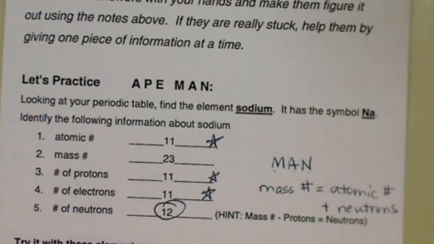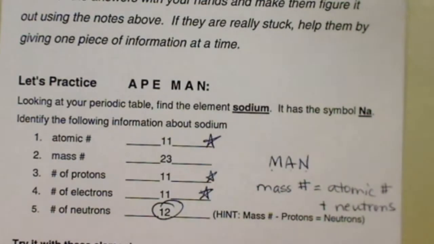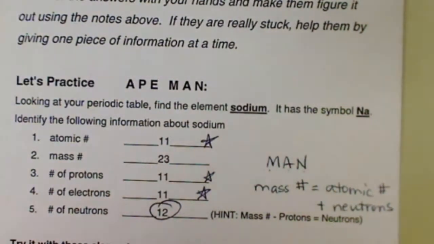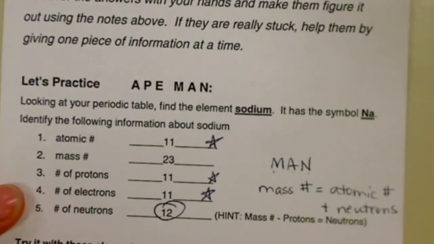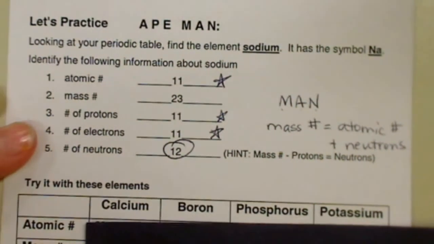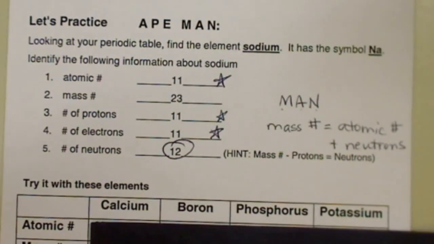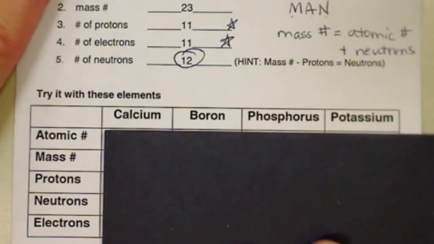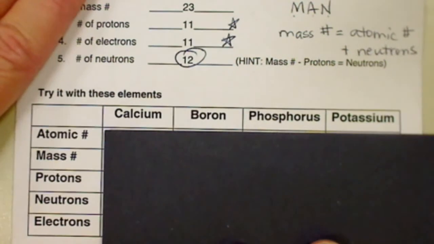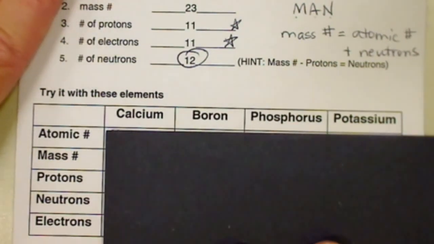Okay, now there's some elements at the bottom. I would like for you to try to do the element calcium. For each of these elements here, you're going to figure out the atomic number, mass number, protons, neutrons, and electrons. Do calcium, please. Pause this. Come back when you're done.